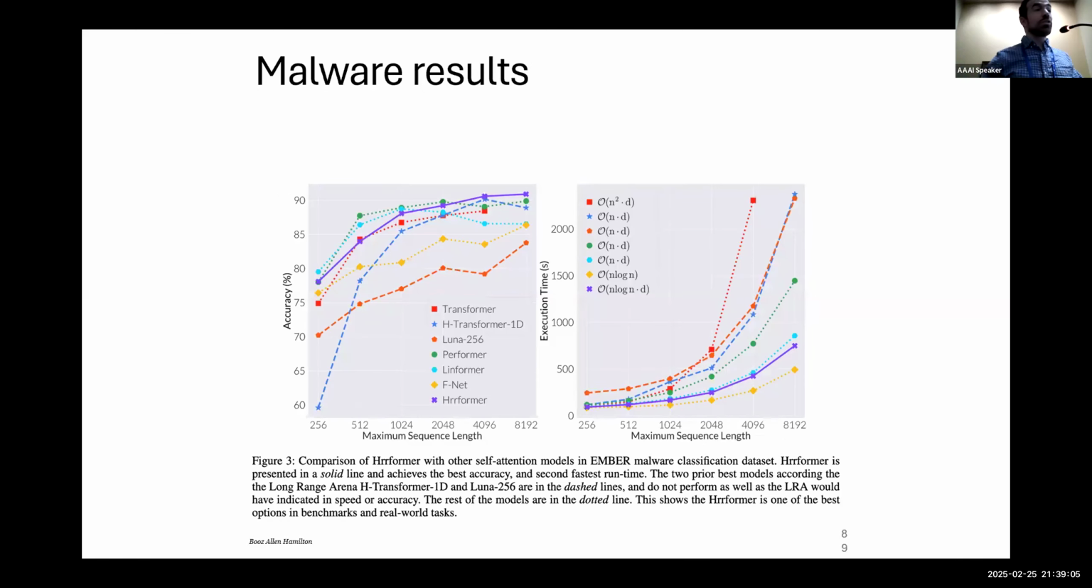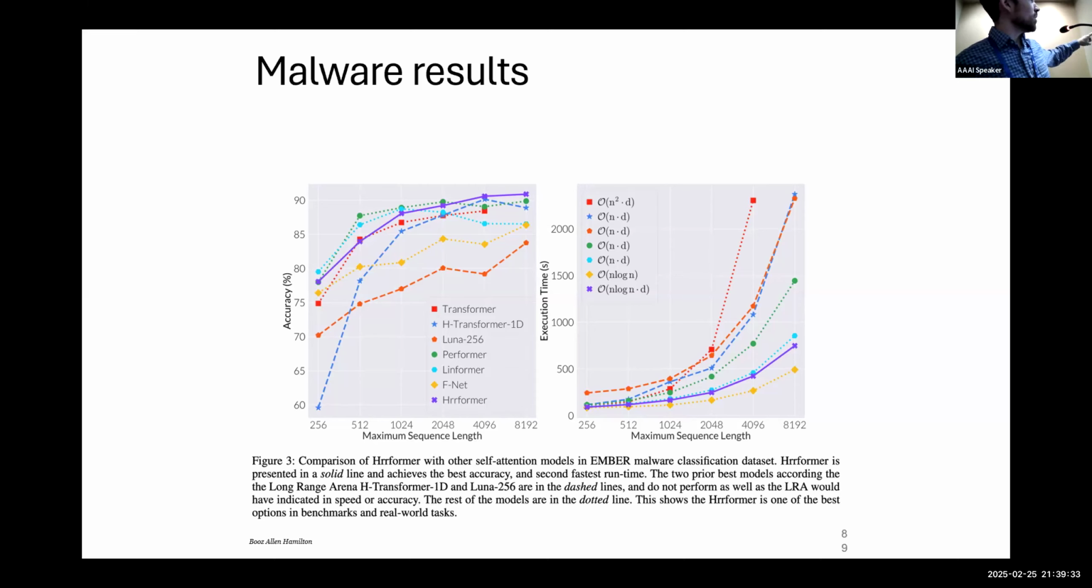We did this work because we're interested in malware detection. If you have a binary executable and it's 200 megabytes in size, that's not that big of a binary. That's pretty normal. If you view that as a sequence of 200 million bytes that I need to make a classification from, that is a very obscenely long classification problem. And here we see that our HRR former generally performs the best, and is much faster.